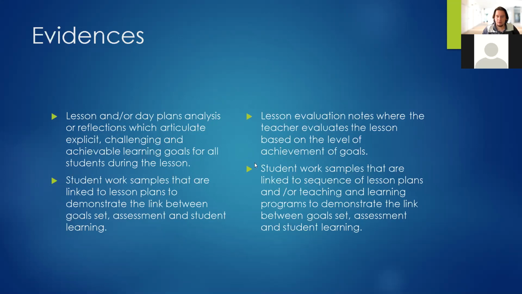Another piece of evidence that you can use is lesson evaluation notes, where the teacher evaluates a lesson based on the level of achievement of goals. Lessons can sometimes go unexpectedly, and it's always good to be able to reflect on that. So for instance, if you had certain goals and you were like, okay, I've got 3 goals I want students to be able to do today. If students can't get past goal number 1, or they can't get past goal number 2, on that lesson plan, you should be able to write down and actually analyze, have a think and go, why is it that this goal wasn't achieved? Was it a time management issue?